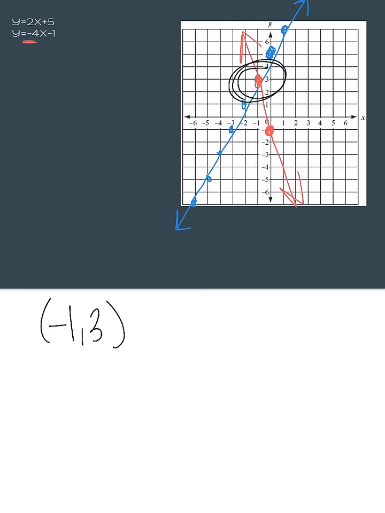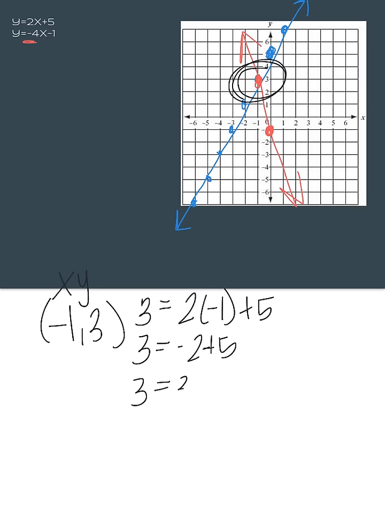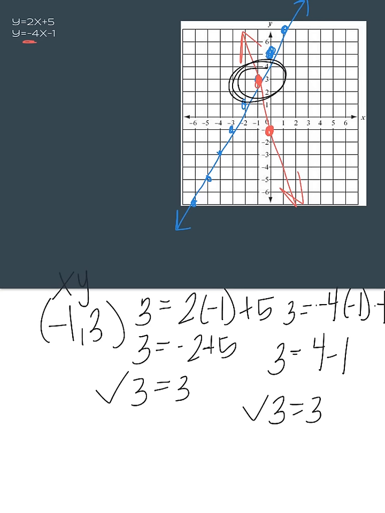I'm going to do it twice. I'm going to start with y equals 2x plus 5, and I'm going to replace. I have x and y, so I'm going to go 3 equals 2 times negative 1 plus 5. And I get 3 equals negative 2 plus 5. So 3 equals 3. That checks out. Now I'm going to try the other one. 3 equals negative 4 times negative 1 minus 1. So I get 3 equals 4 minus 1. 3 equals 3. That checks out. So I know this ordered pair is correct.